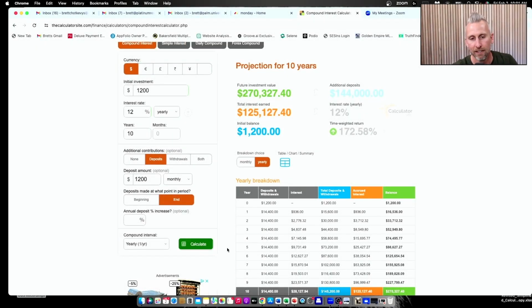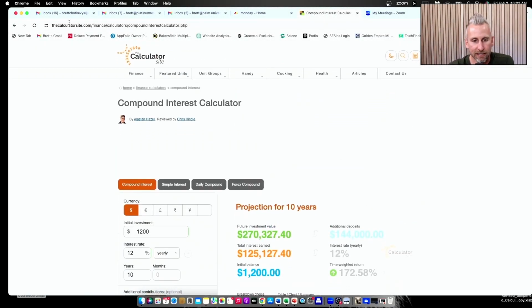So this is thecalculatorsite.com. You can do this on your own. And ultimately, we're going to talk about compound interest.